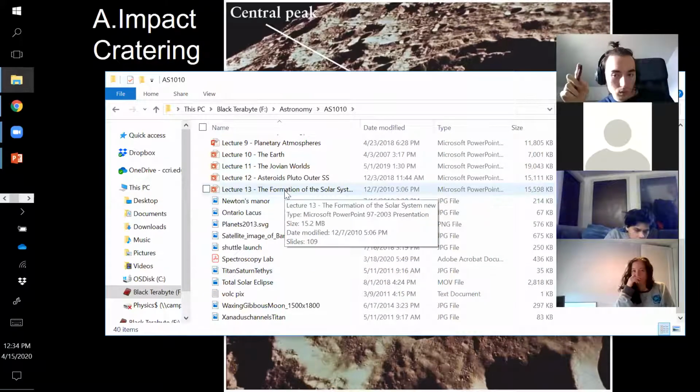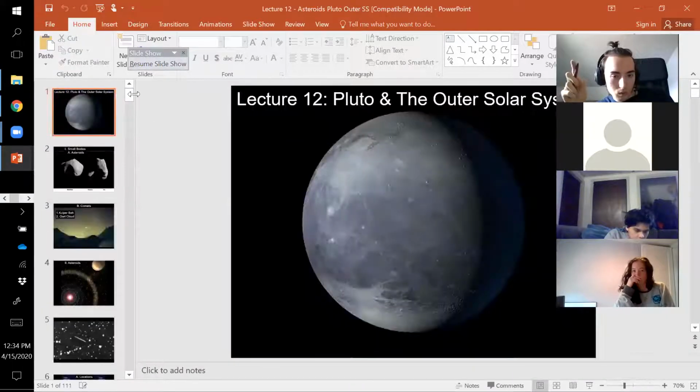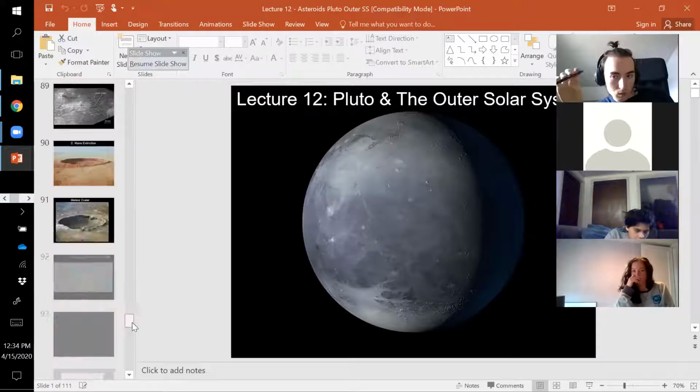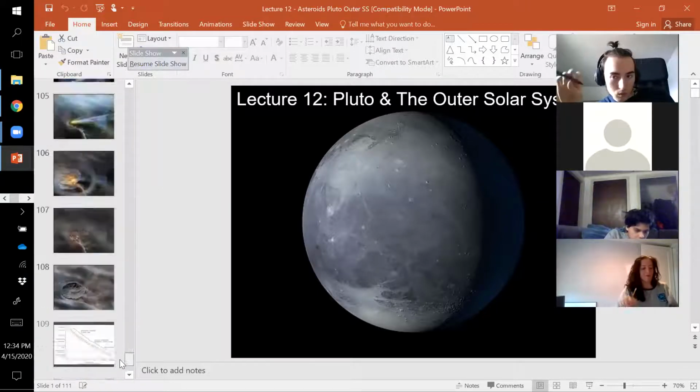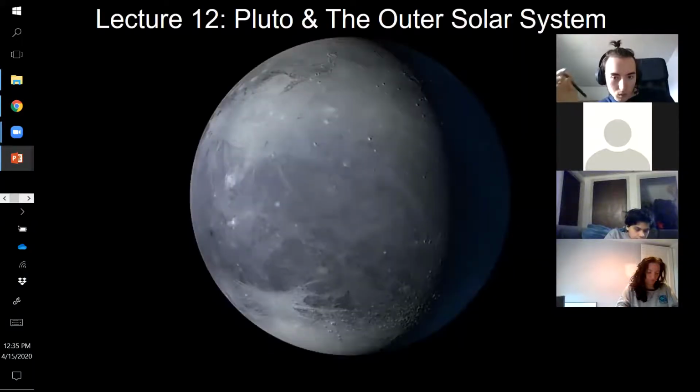I want to show you guys a slide that addresses the question, how often does Earth get hit with a meteoroid? Asking the question, how often does Earth get hit, doesn't actually make sense. You have to ask it in the following way. How often does Earth get hit with a rock of size X? So let me go to slide 109 and explain what I mean there.